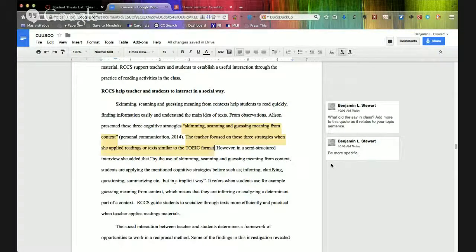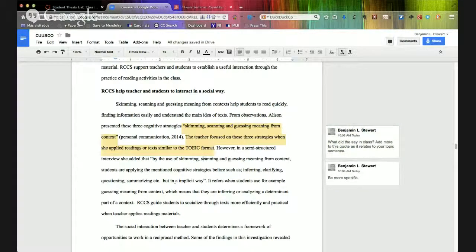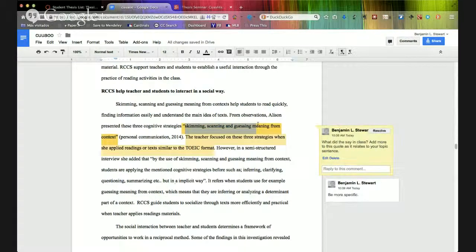However, in a semi-structured interview, she added that by using scanning, students are applying the mentioned cognitive strategies, such as. All right, now you have this direct quote. Do you even need this quote up here? You have this direct quote here. Do you need this direct quote up here?